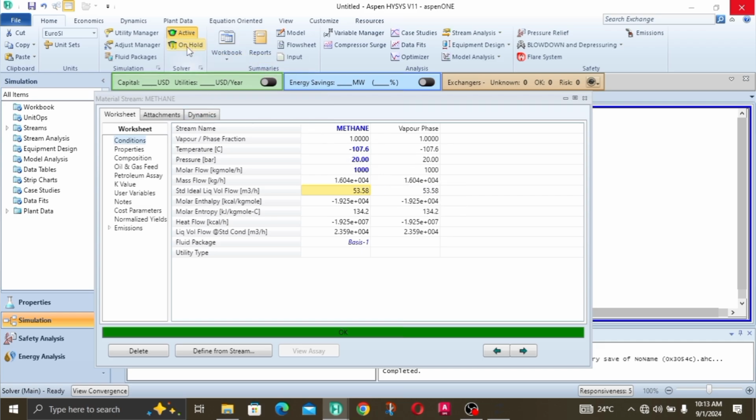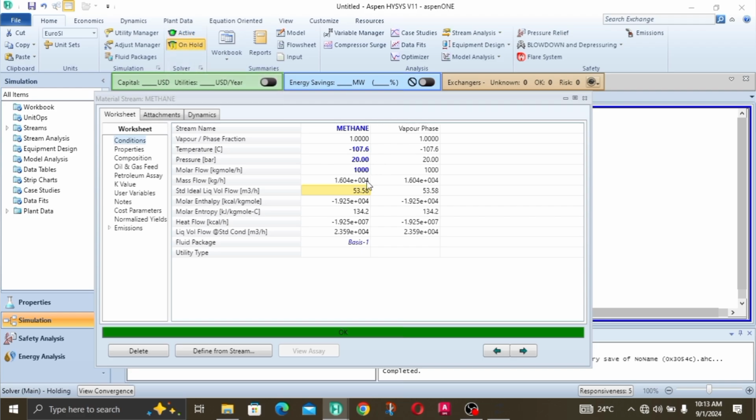Another thing you need to know before we move away is these two things I'm having here highlighted in yellow. The active button and the on hold button. They are basically nothing more than a pause and play button for simulation and modeling. The active is the play, the on hold is the pause.